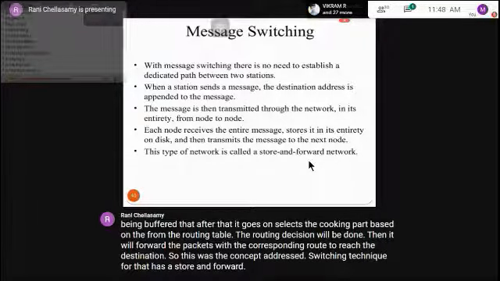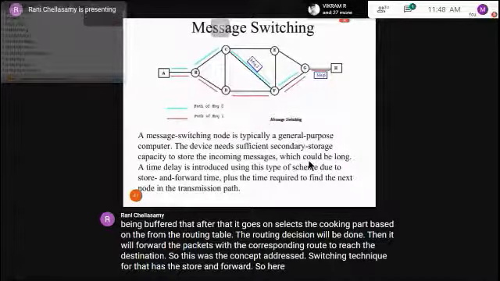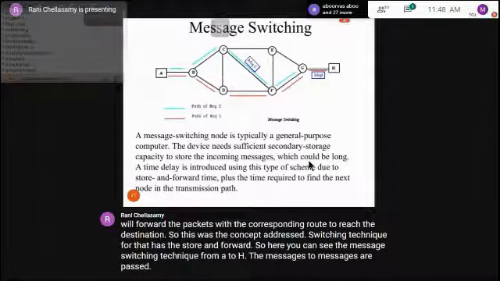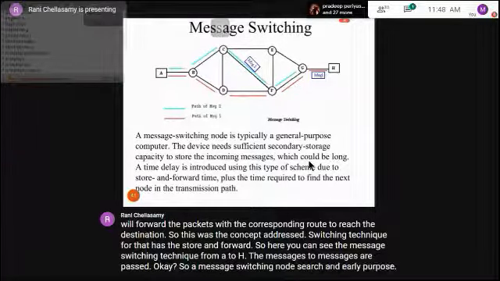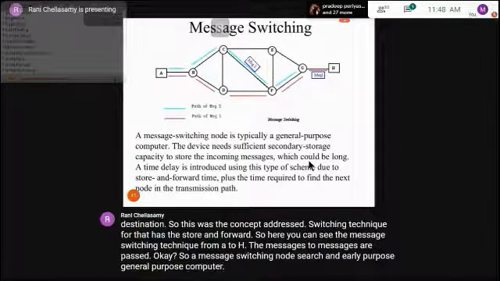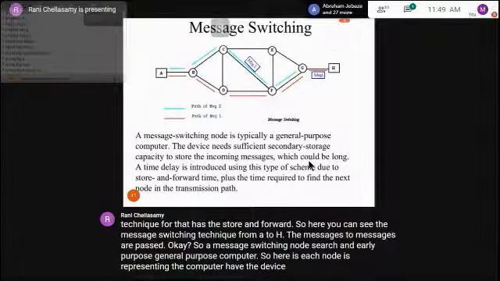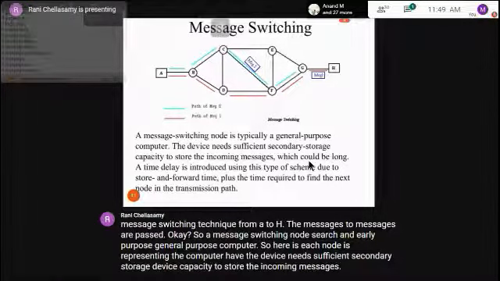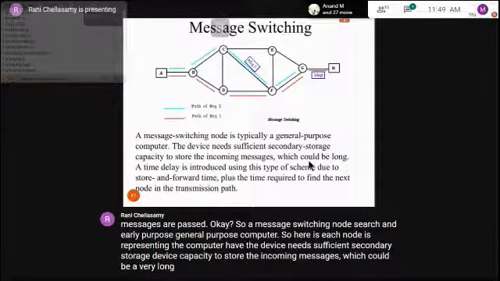Okay. So here you can see the message switching technique from A to H. Two messages are passed. So a message switching node is a general purpose computer. Here each node represents a computer, and the device needs sufficient secondary storage capacity to store the incoming messages, which could be for a very long time.